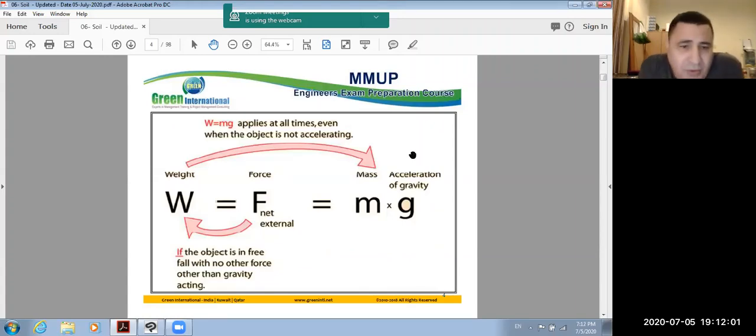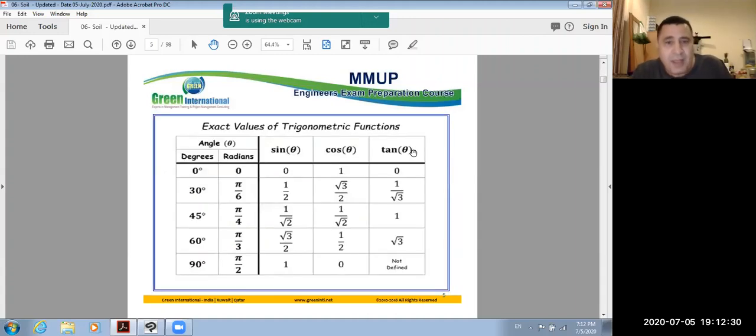Again, we will come back to weight. Weight equals force. Any weight is force, equal to mass multiplied by the acceleration of gravity. We have this equation in our slides a lot, especially in structure analysis. W equals F equals M multiplied by G, which is gravity. Okay, very good. And we have trigonometric functions.